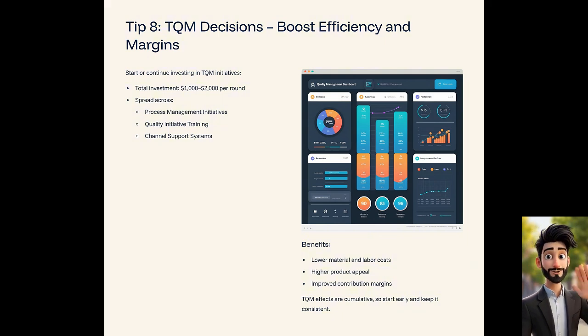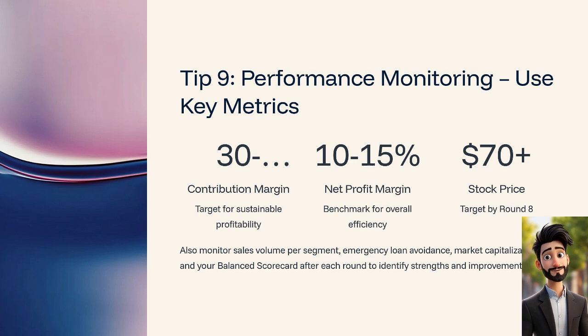Tip 8. TQM decisions. Boost efficiency and margin. Start or continue investing in TQM, total quality management, initiatives. A total investment of $1,000 to $2,000 per round is ideal. Spread it across process management initiatives, quality initiative training, and channel support systems. Benefits: lower material and labor costs, higher product appeal, improved contribution margins. TQM effects are cumulative, so start early and keep it consistent.